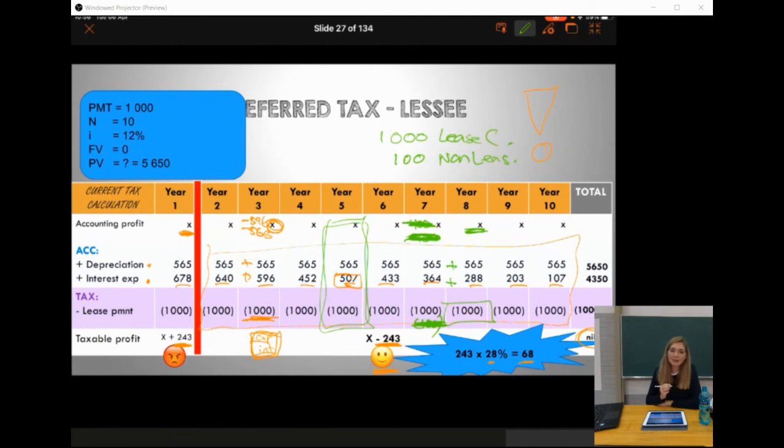If it is split, then we again do not have to make any adjustments in our calc. The only thing we have to remember now is that the 100 non-lease component has already been expensed, so therefore my lease payment over here should just be the lease component's lease payment, not the non-lease component lease payment.